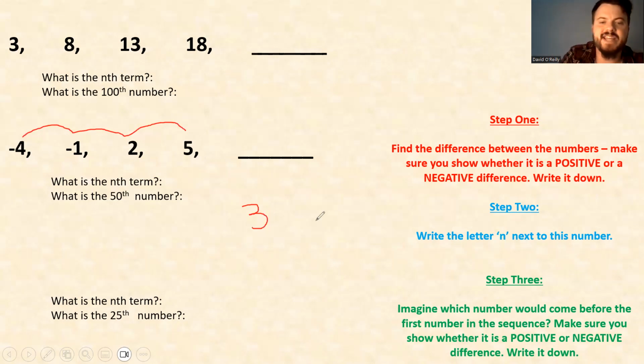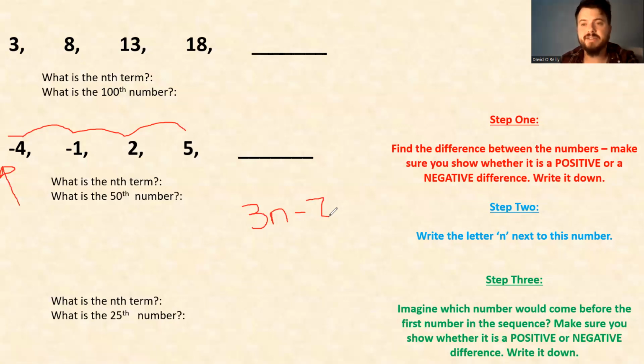Step 2 is to write the letter n next to it, like this. And step 3 is to imagine what number would be there. Which number would come before minus 4? Well, we know this sequence is increasing by 3. So to find the number before minus 4, I need to go back 3. So minus 4 subtract 3 is minus 7. And that's the nth term. The nth term is 3n minus 7.